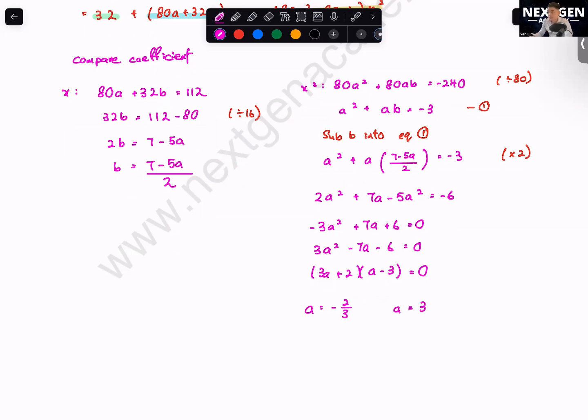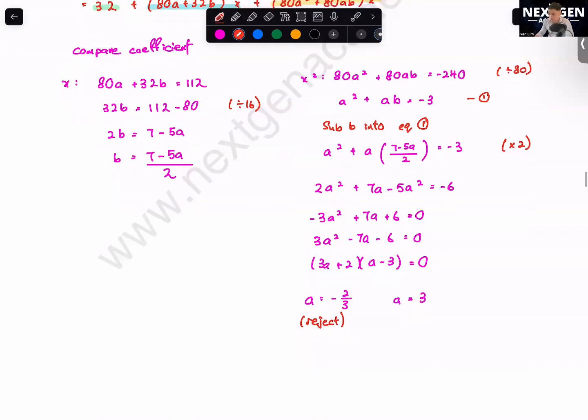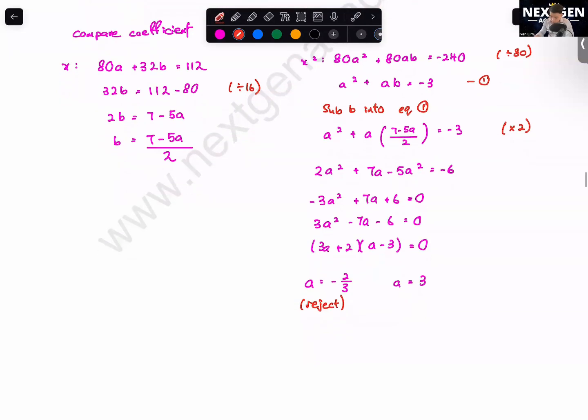But look back into the question. What is the condition for a and b? They are integers, right? So I have to reject this one because this is not an integer. Integer is a whole number. Then after I find a, I substitute into b. So b equals (7 minus 5 times 3) over 2, where b equals negative 4.